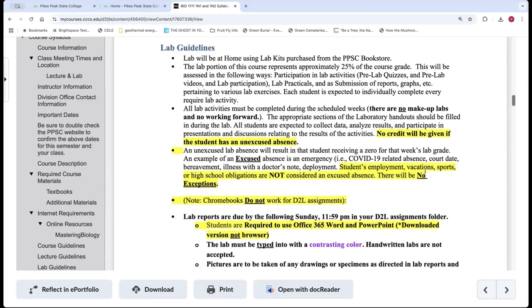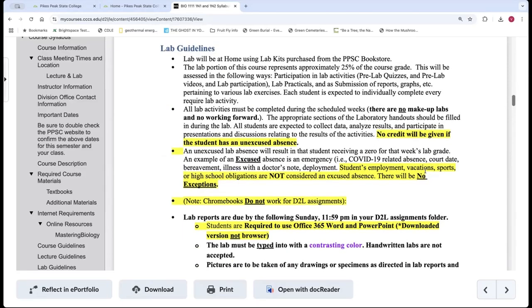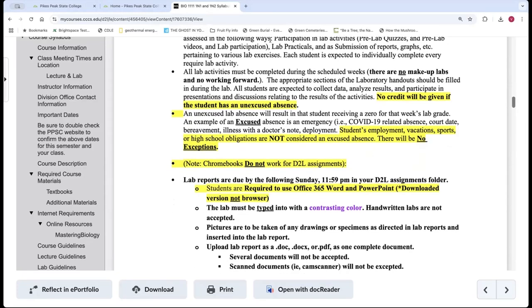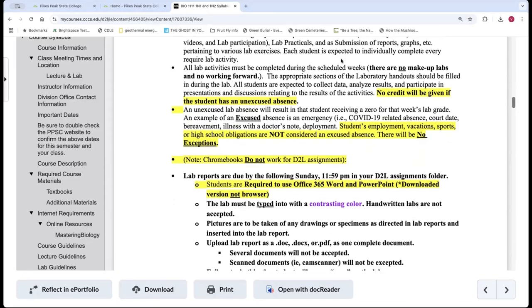Now, your lab guidelines. This is a quick overview. I'm going to make a lab video showing you how to complete your labs and the guidelines, but let's do the overview. Number 1, you need to make sure to get your lab kit purchased from the PPSC bookstore right away. Go ahead and read through as you need to. There are no makeup labs. Labs have very hard due dates when they are due.